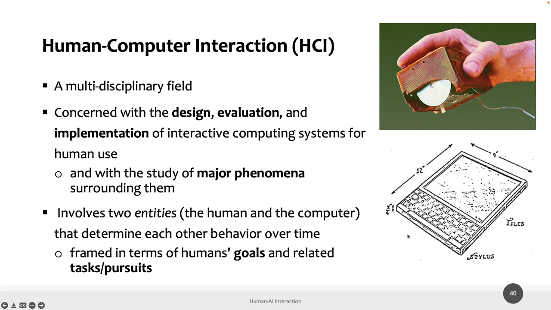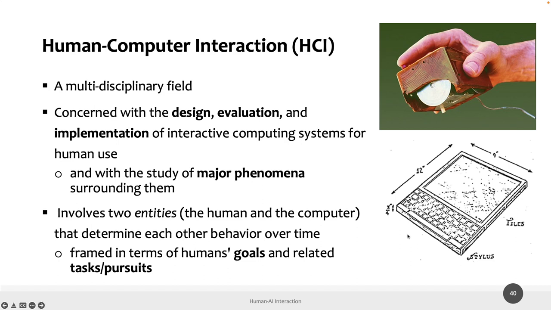And from that prototype to the first commercially available mouse, I think about 30 years passed. So that was research at that time, in a time where you just had a keyboard to insert information in a computer, and a screen to read information from a computer.